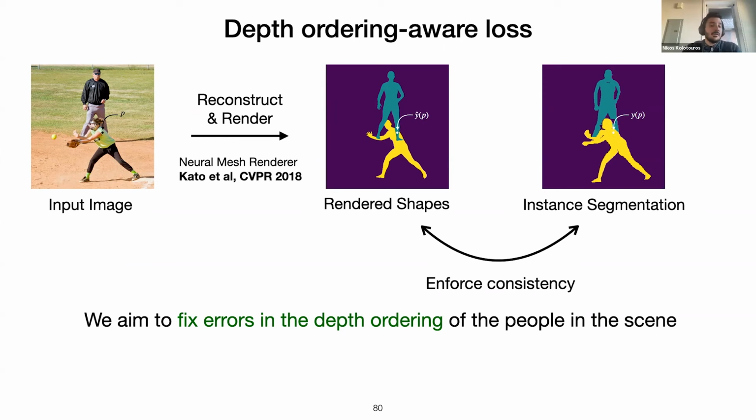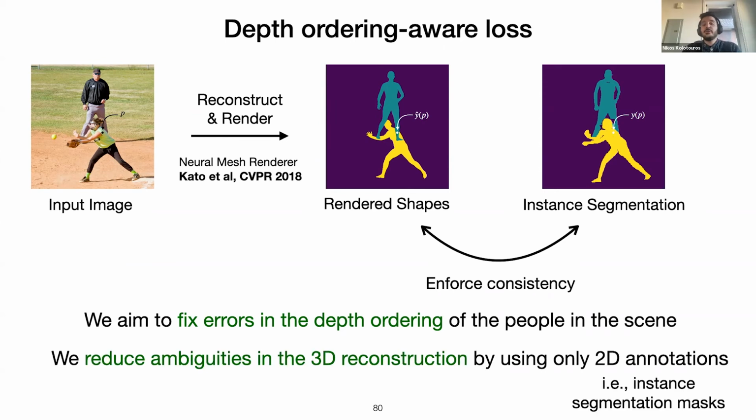Also, what is interesting here is that we only use 2D annotations. In fact, we only use simple instance segmentation masks, yet we're able to improve the 3D reconstruction by eliminating some of the ambiguities. So we get better 3D without extra 3D annotations. This is very important considering that 3D annotations are not available in general.